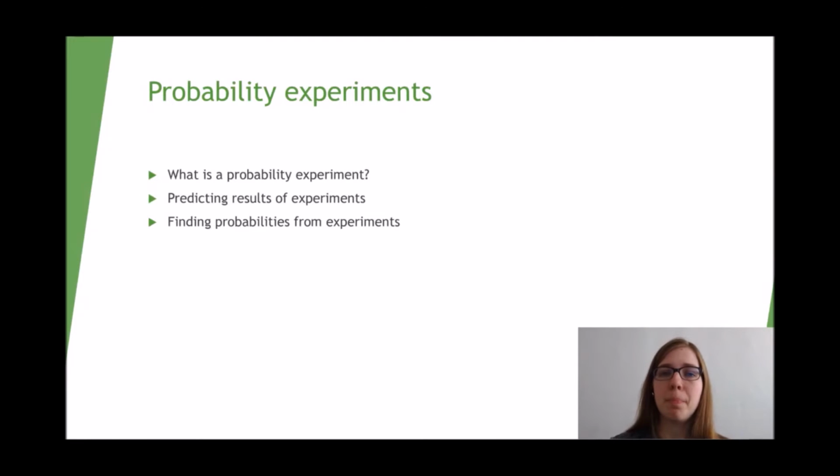Hello everyone, I am back with another video on probability, and this time we are going to have a look at probability experiments. I'll first explain what is meant by that term, and after that we will look at the relation between probability experiments and the probability we calculate. Namely, we can use a calculated probability to predict results of probability experiments, and conversely, we can find the probability of something by doing probability experiments. And I'll discuss both of those.